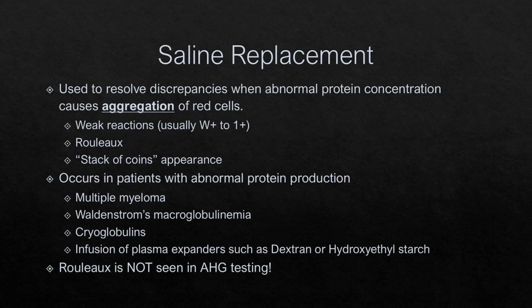So rouleaux usually presents itself as a kind of weak reaction that doesn't really make sense. If you look at it under the microscope, you'll see a stack of coins appearance in the cells. This happens due to an abnormal protein concentration. So this is really thick plasma, and it occurs in these patients listed here. One thing to note about rouleaux, you will never see rouleaux in AHG testing. If it's really, really bad, you can see it in immediate spin and 37 degrees, but you will never see it in AHG.